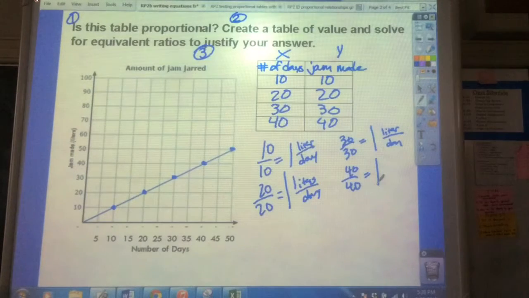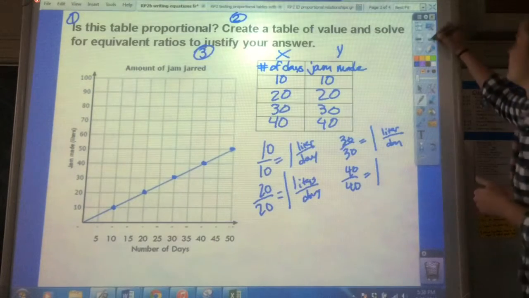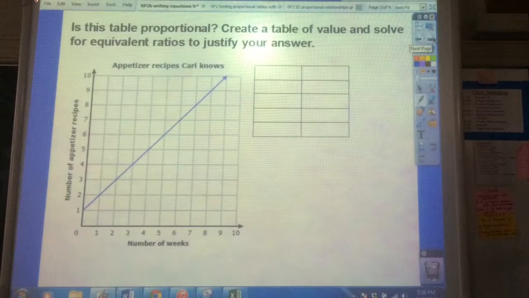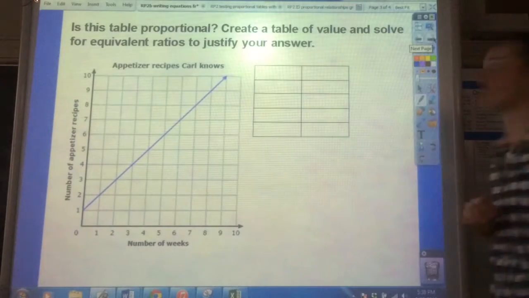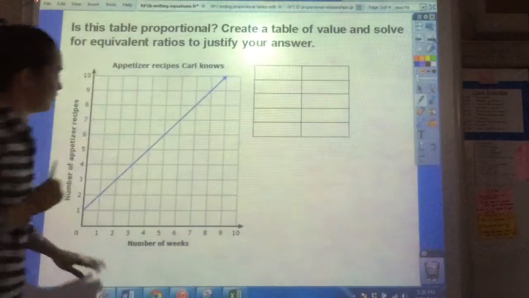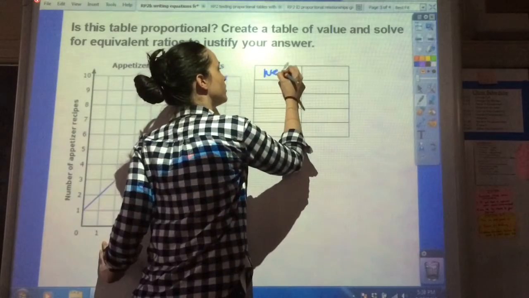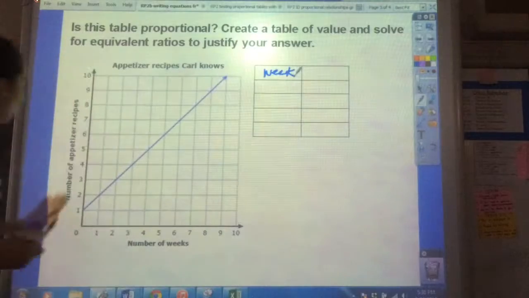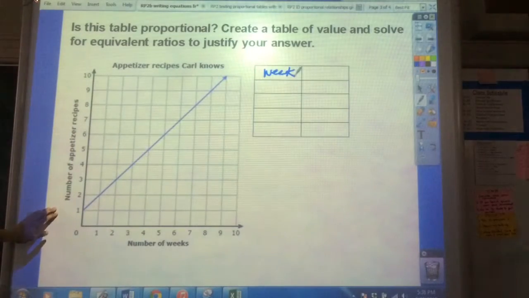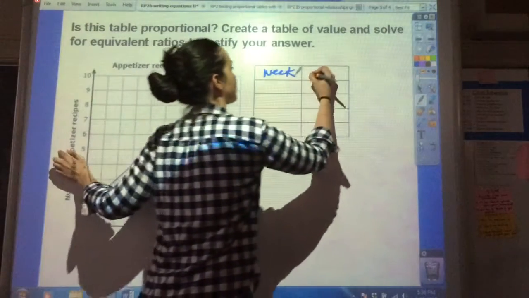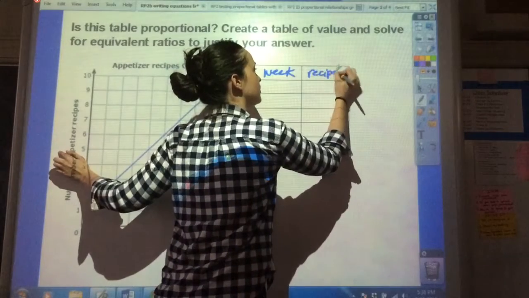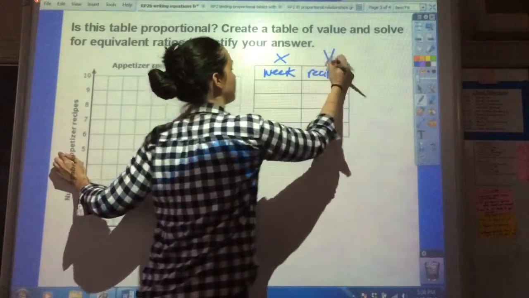Make sure you have all of this work down. Let's go. Is this table proportional? Create a table of values and show for equivalent ratios to justify your answer. Again, I see this is out of 3 points. The first thing I do is I fill in my table. My x is my number of weeks. And my y is my number of appetizer recipes. So I'm going to put just recipes. And this is my x, this is my y.